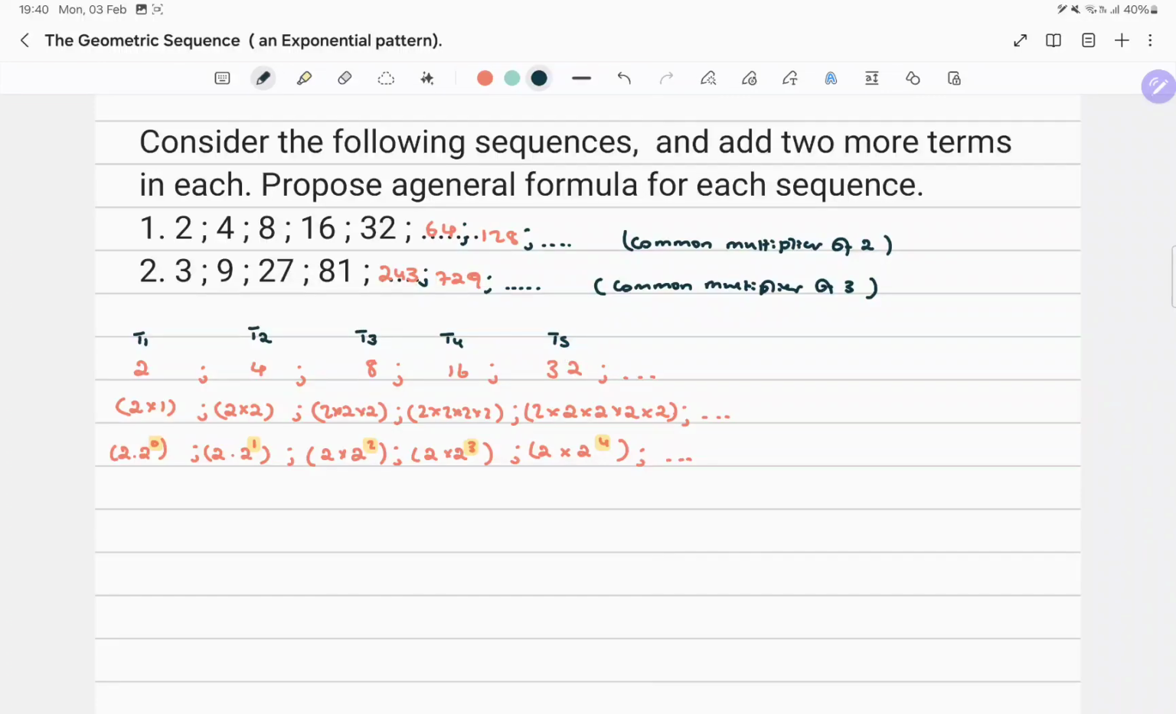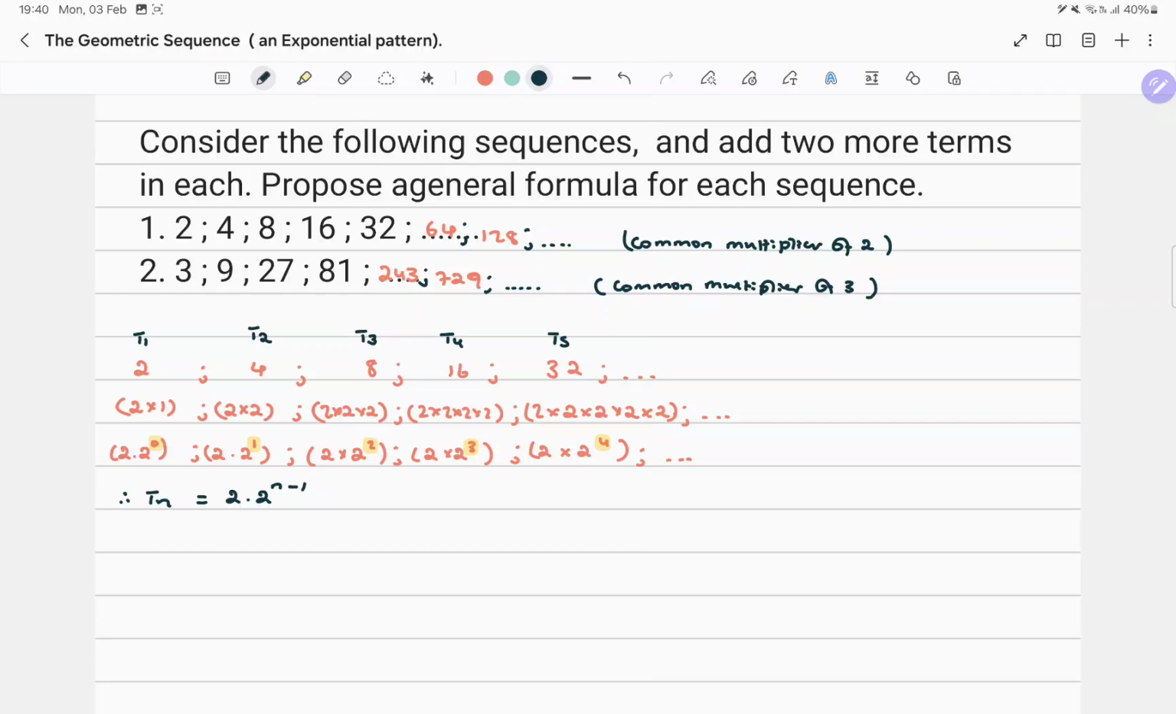So what can we say? We can make a conclusion and say Tn here is basically 2 times 2 to the exponent. Now when we say Tn, remember that's the nth term.